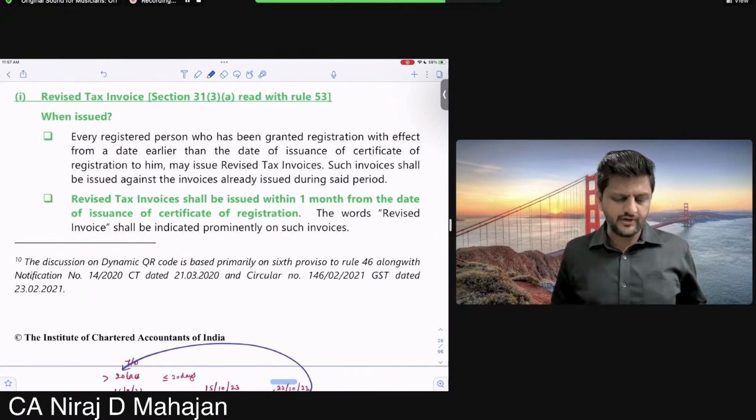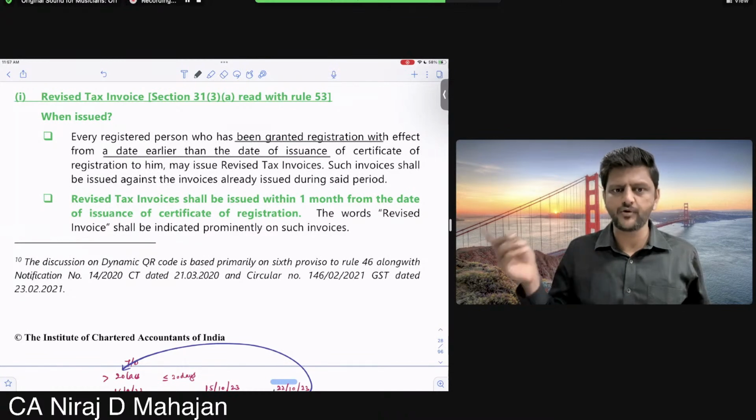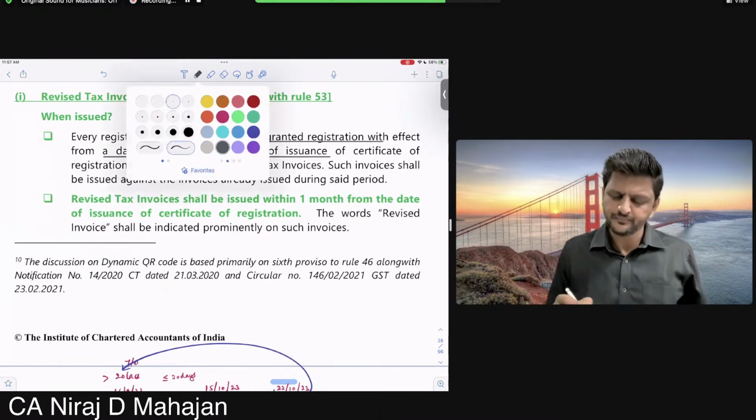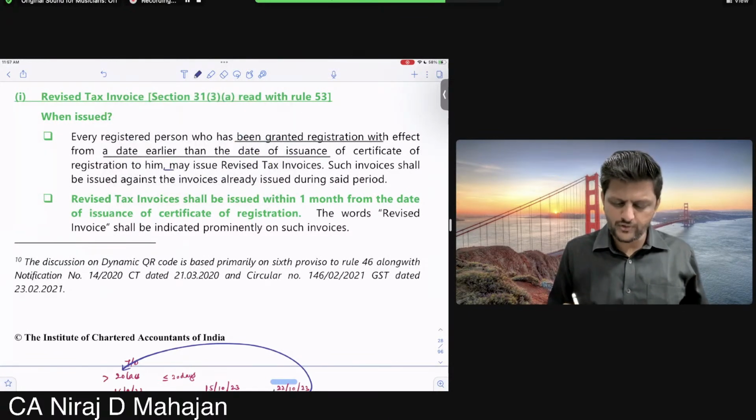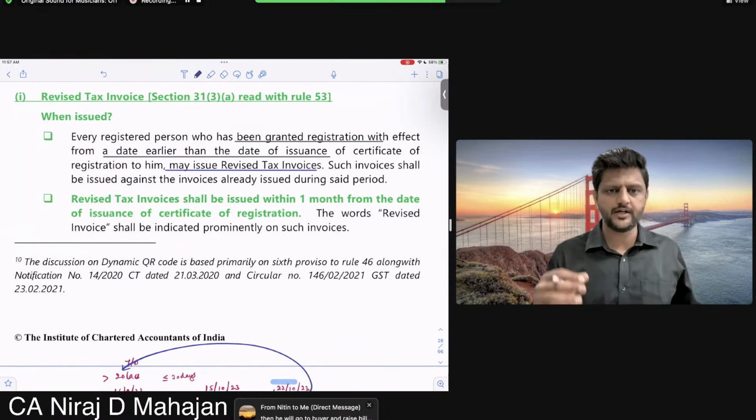So first of all, every registered person who has been granted registration with effect from a date earlier than the date of issuance, that is backdated, correct? He may issue revised tax invoices. Such invoices shall be issued against the invoices already issued during the said period.